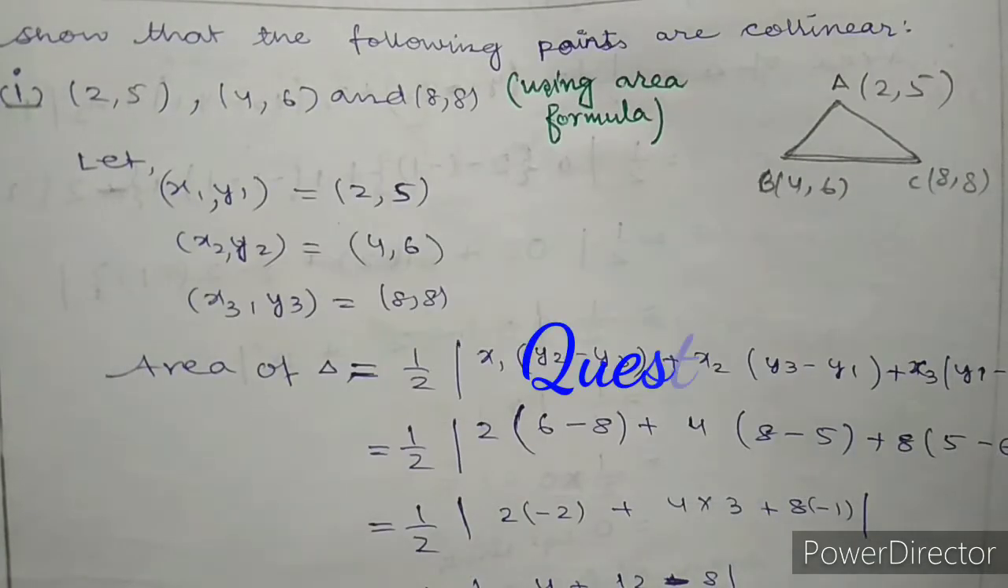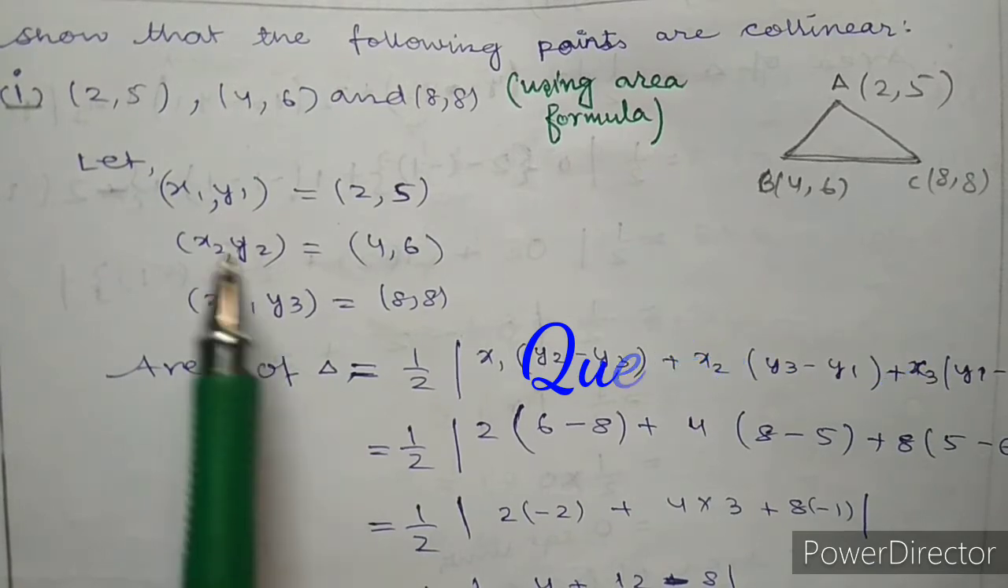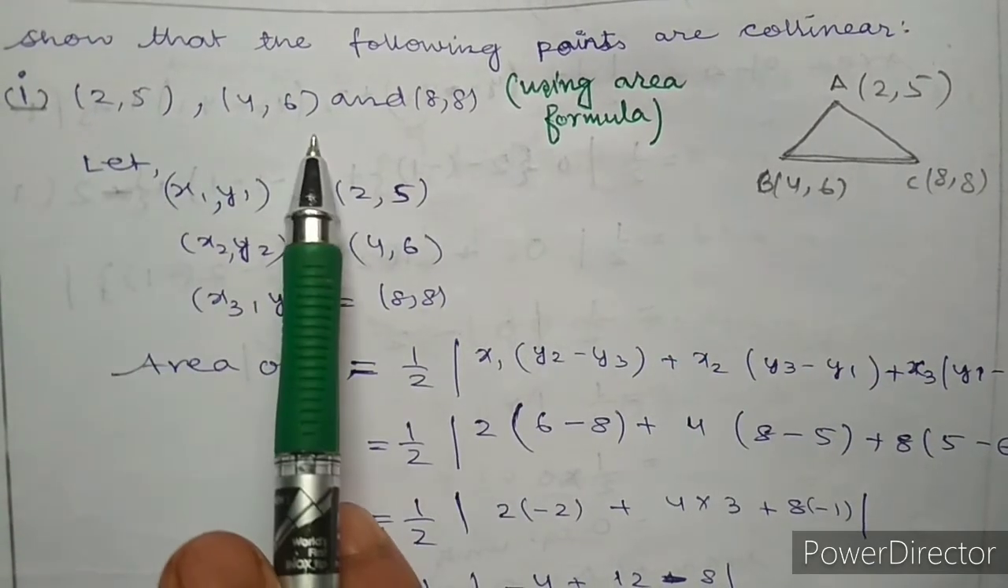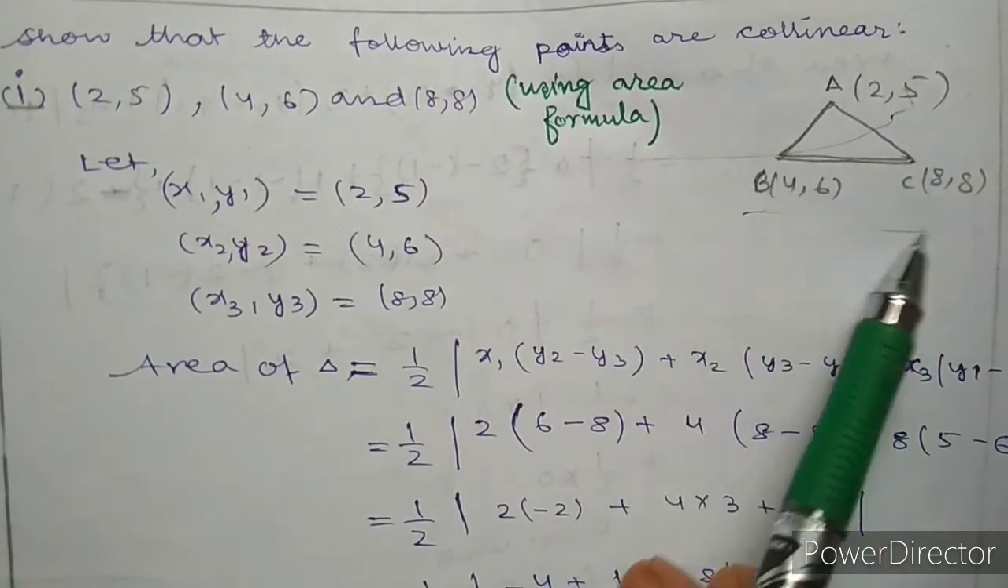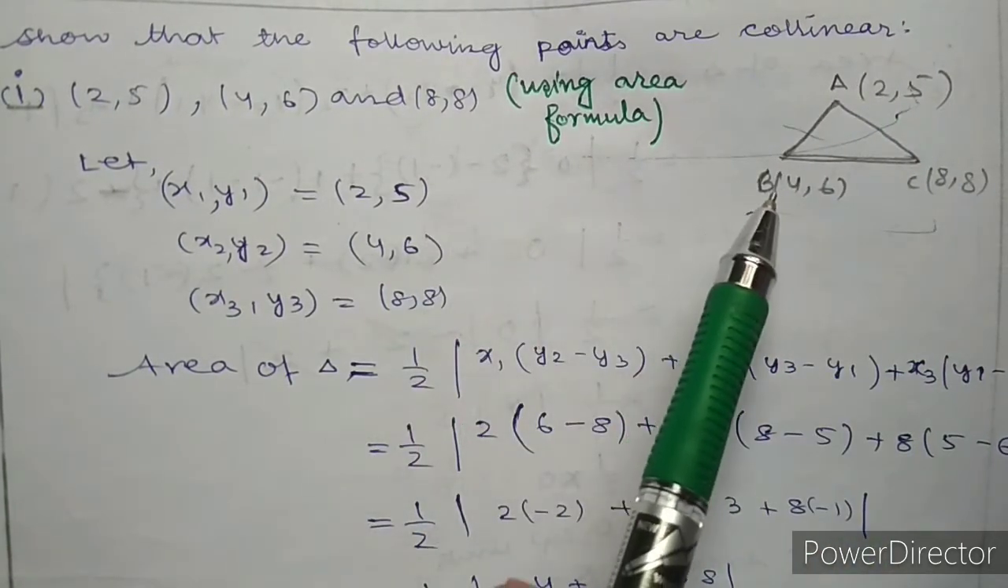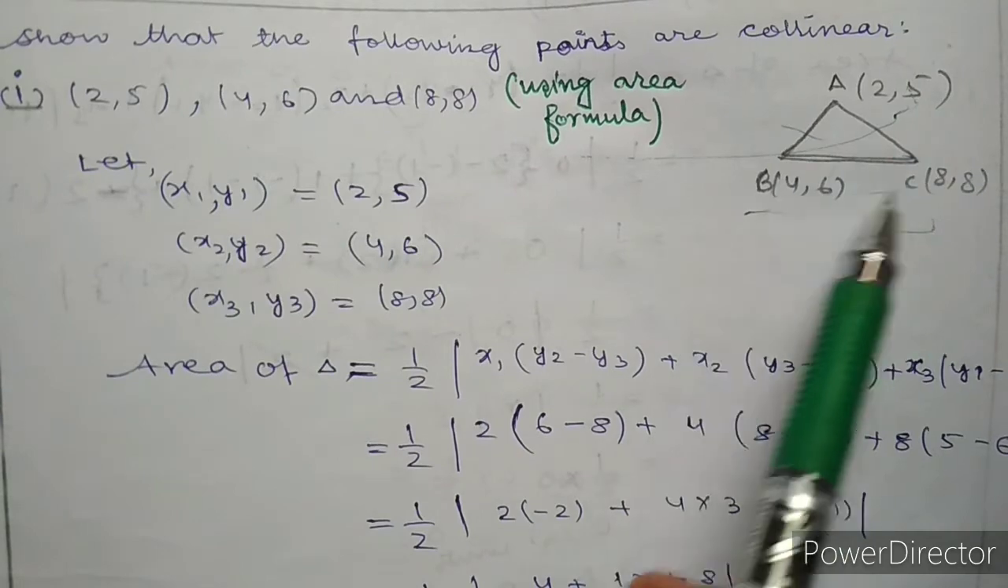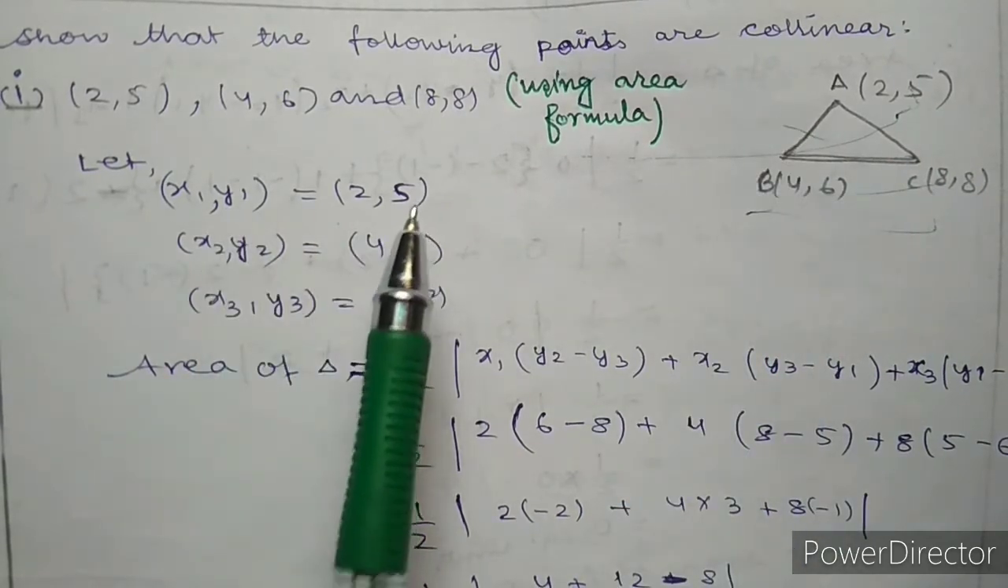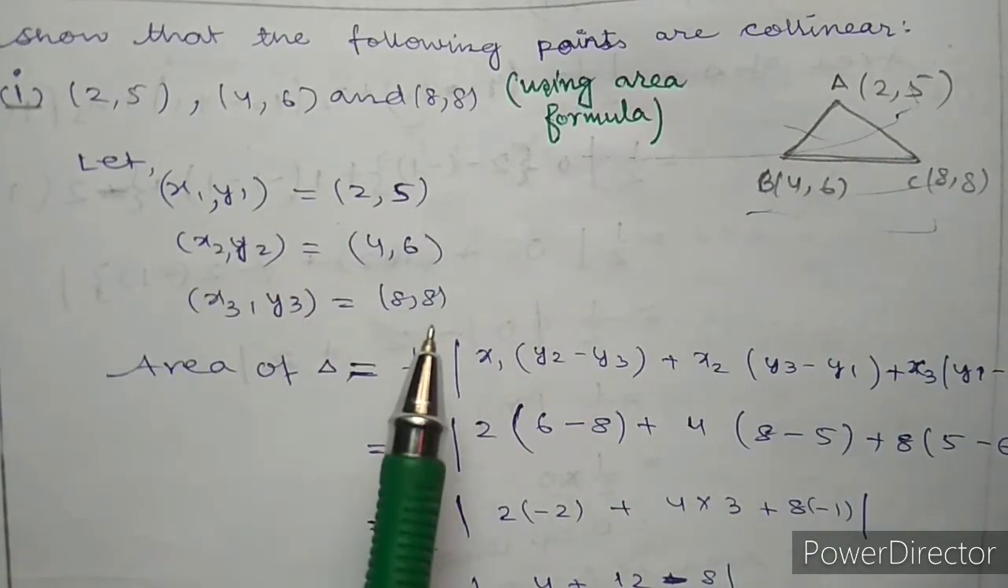By using the area formula, you have to check whether the given points are collinear or not, and the given points are (2, 5), (4, 6) and (8, 8). These are the points. I don't know whether they are collinear or not. So let me first find the area of the triangle. This is x1, y1, x2, y2, x3, y3.